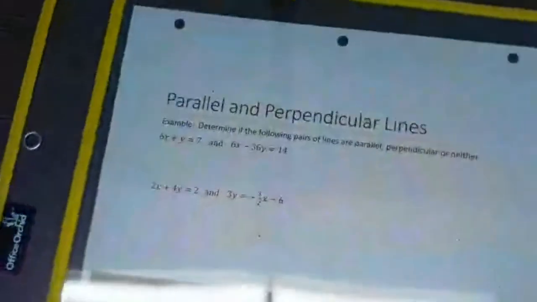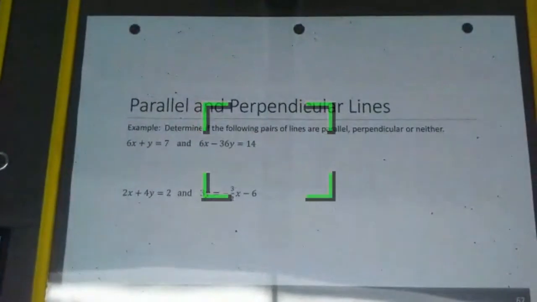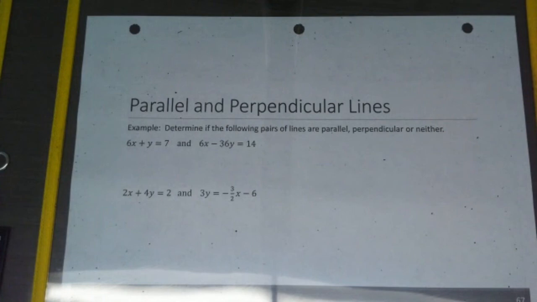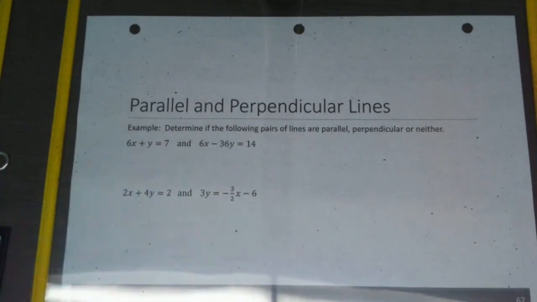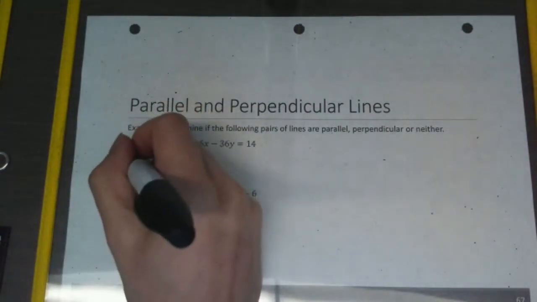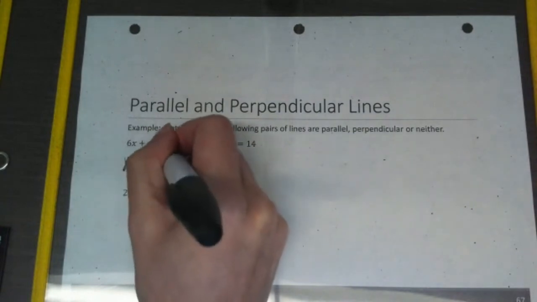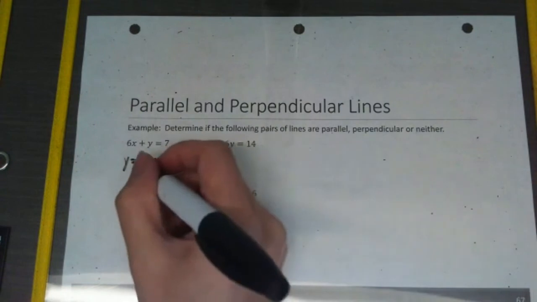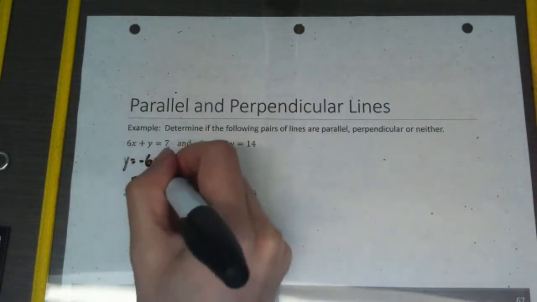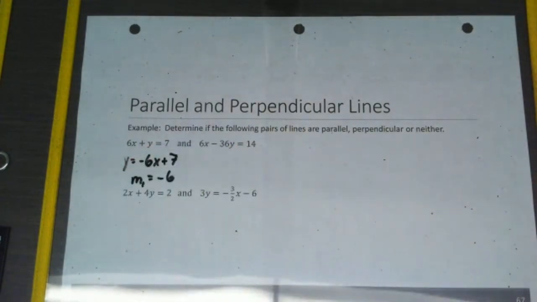So we're going to be given a pair of lines, and we want to figure out whether they're parallel, perpendicular, or neither. The way we're going to do that is by finding the slopes of them. So first up, 6x plus y equals 7. We said that to find the slope, we're going to want to get y by itself. So I'm going to subtract 6x from both sides, and we'll have y equals -6x plus 7. Now that the y is by itself, I can see the coefficient on x is -6, which is the slope of my first line.